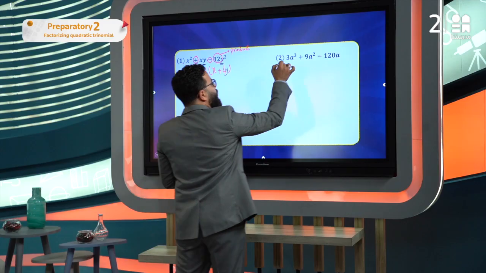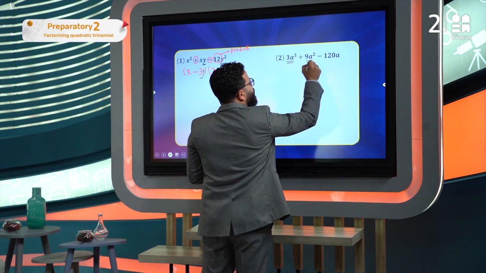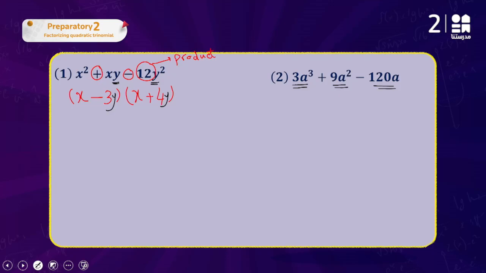If we notice, we have a common factor here, which is 3a. This is a common factor, repeated in all the terms. So the result will be a to the power 2 plus 3a minus 40. I am used to this form, a trinomial whose first term is a to the power 2. Is it clear? So this is 3a again.